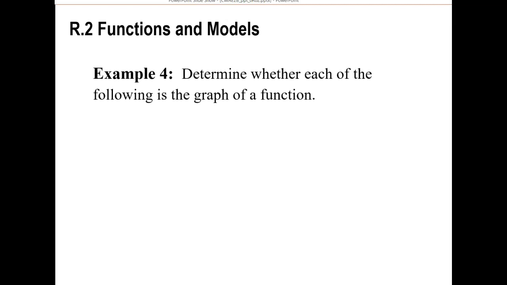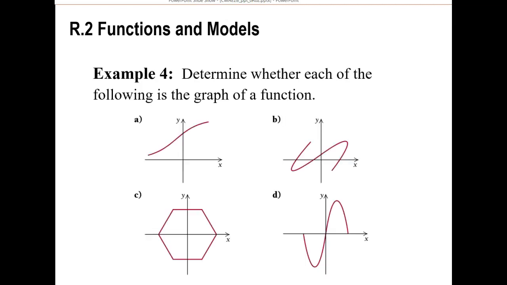All right, so our next example, determine whether each of the following is the graph of a function. Okay, so we have 4 examples here. So A, anywhere I draw a vertical line on this graph, I would only touch the graph once. So it's impossible to draw a vertical line, meaning straight up and down, that touches the graph more than once. So yes, this is a function.